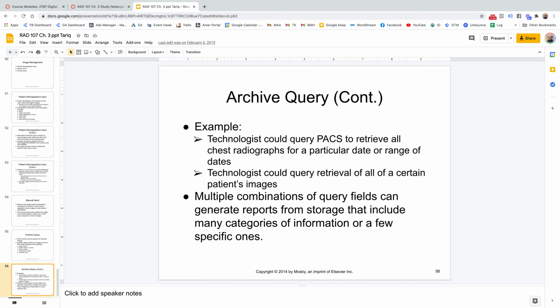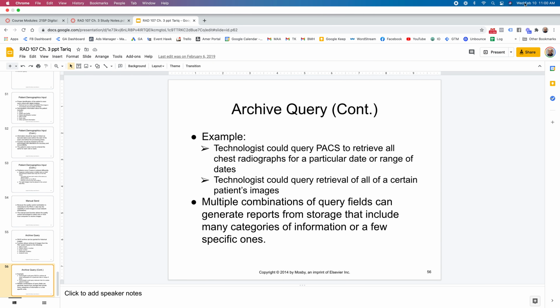So nothing too crazy here. A lot of fun and exciting stuff with digital imaging. Hopefully you guys get this.